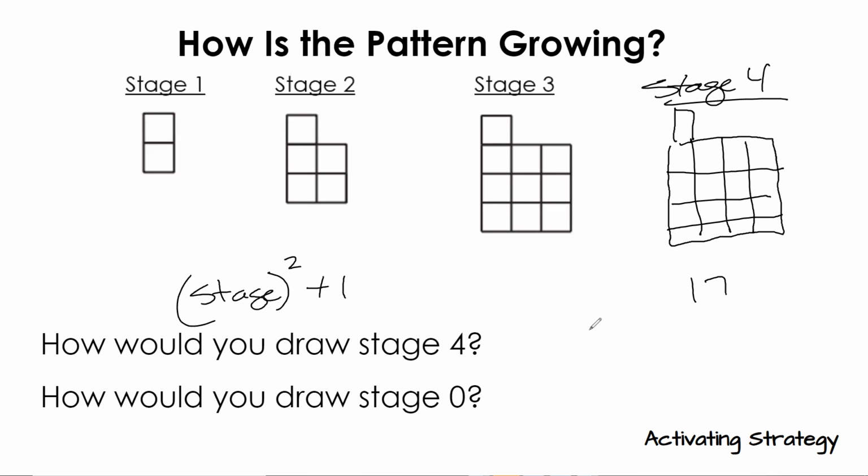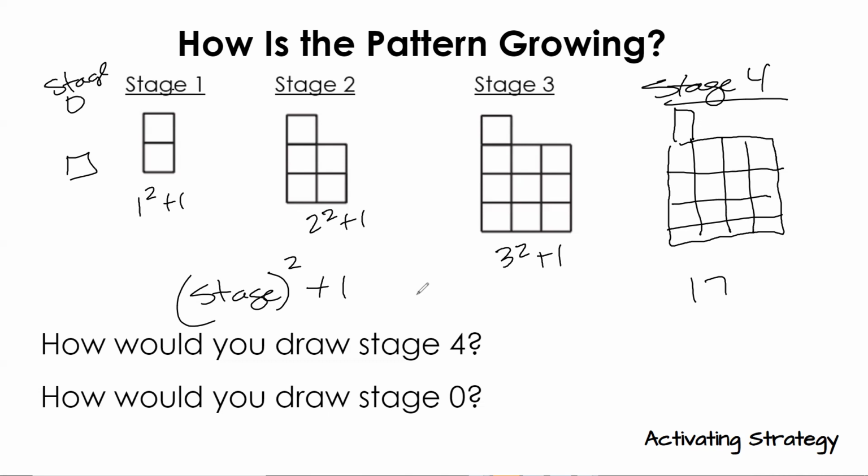I'm so sorry. So she's saying take the stage number, square it, and then add 1. Let's see if that works. 1 squared plus 1, that's 2 boxes. 2 squared plus 1, that's 5. 3 squared plus 1, that's 10. It works. Now, stage 0, what would that look like? 1 block. Boom. Everybody see how I got that?